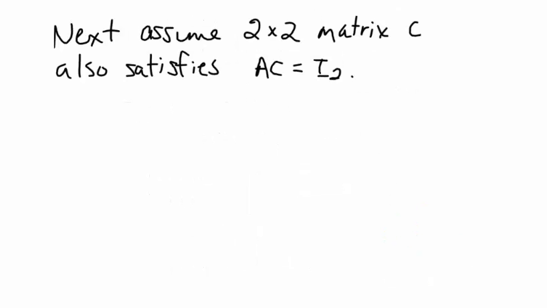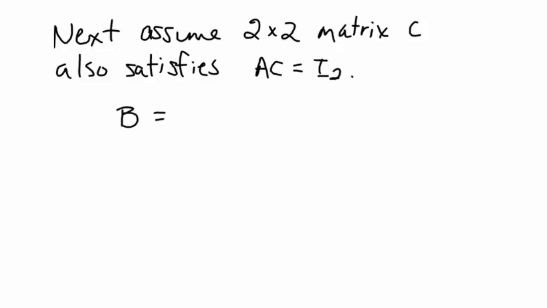And the second thing it tells us is there is at least one matrix that satisfies this particular property that we're looking at. So what we're going to do is assume there's another 2 by 2 matrix. We're going to call it capital C, and it also satisfies the particular property of interest. So A times C is equal to the 2 by 2 identity matrix. And our goal is to show that B is actually equal to C. So let's begin with B in this case.